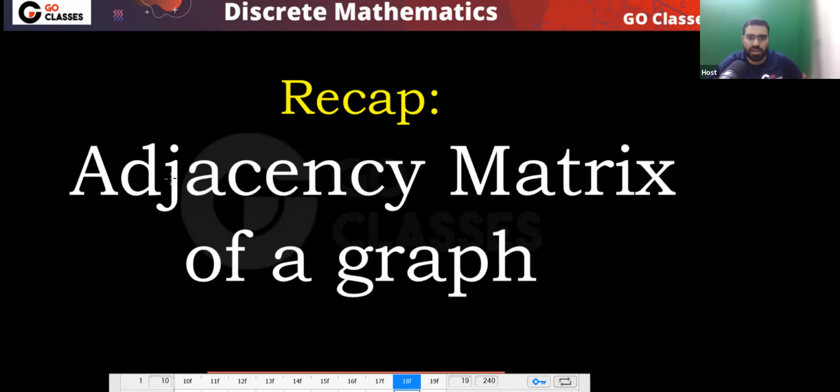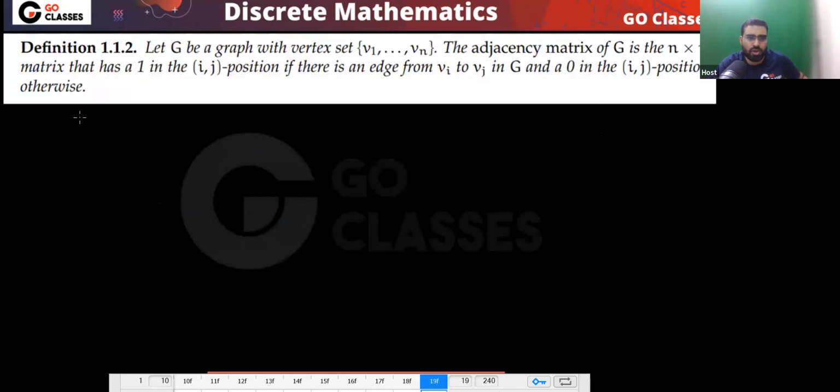Any graph you can represent using an adjacency matrix. Also, you can represent it using an adjacency list. There are two standard, very popular representations of any graph: one is the adjacency matrix, another is the adjacency list. So let's see what this adjacency matrix representation of a graph is. This is very simple. For example, if you have a graph, let's assume you have an undirected graph. On one side, I am writing undirected graph.